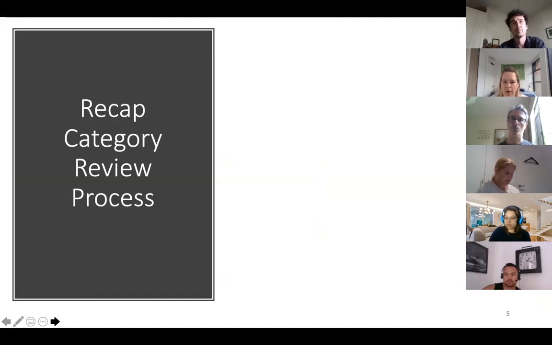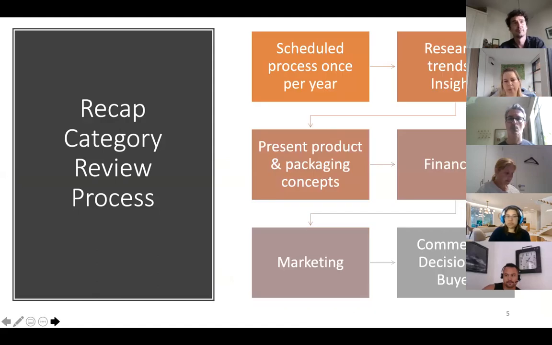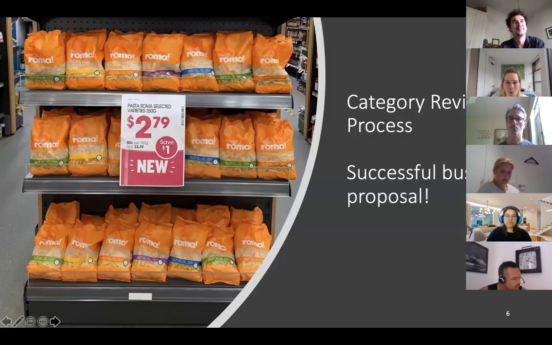I'm just going to go over and recap that category review process that we talked about last time. That was the last part that we got to. If you remember, these meetings are scheduled once a year. It's based a lot on commercial decisions, and it's usually made by one buyer. And remember, they have a lot of power, these buyers and these supermarkets. So these meetings are a really big deal. They're very stressful.